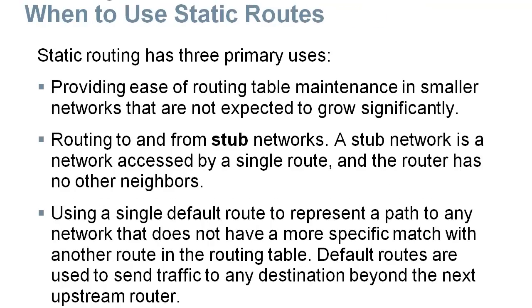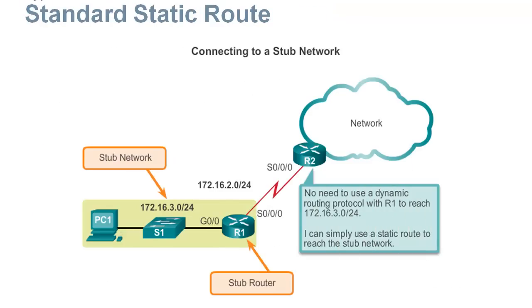So when do we use it? Well, if we're in a very small network that's not expected to grow, or if we're routing to and from a stub network, and I'll show you an example of a stub network here in just a minute. If your router only has one way to go, that would be another option. So let me kind of explain that.